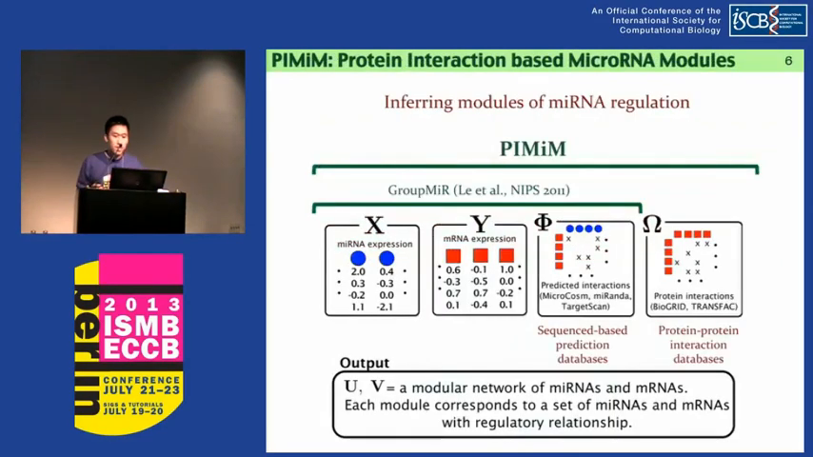Okay. So we extend this idea further, and we propose a method called protein interaction-based microRNA modules, short as PIMIM. Here we have three different types of data. X and Y are the expression data of microRNAs and mRNAs, and phi is the list of potential interactions between microRNAs and mRNAs. We can get this list from a lot of available databases. The third one is a protein interaction database, which is also a list of protein pairs. There are a lot of databases that we can take advantage of here. The output of our model is a modular network of microRNAs and mRNAs. Each module corresponds to a set of microRNAs and mRNAs that have some regulatory relationship.